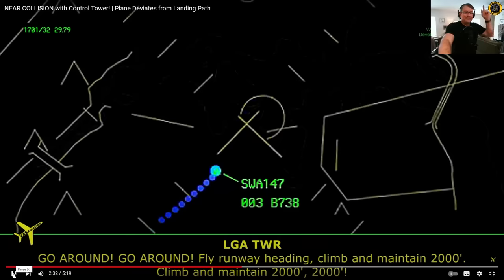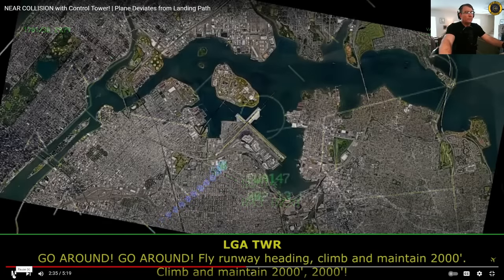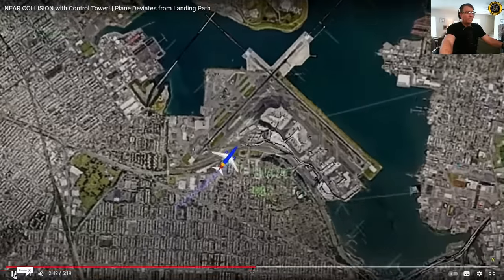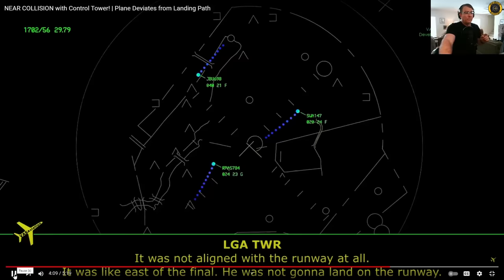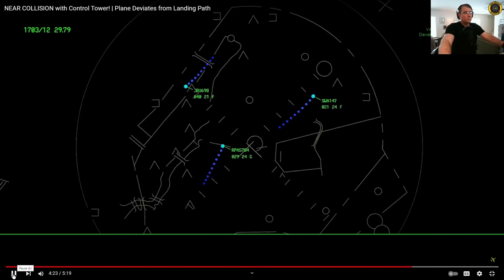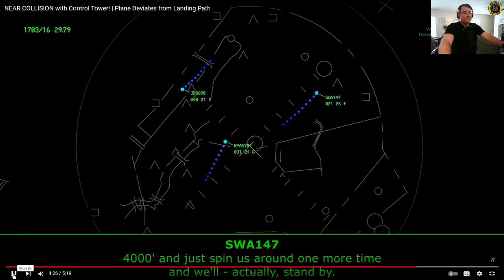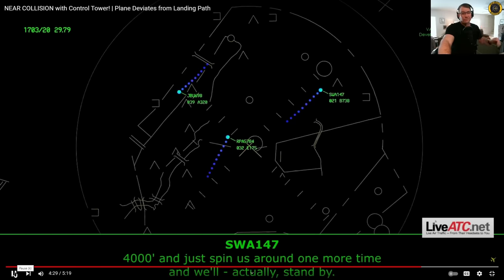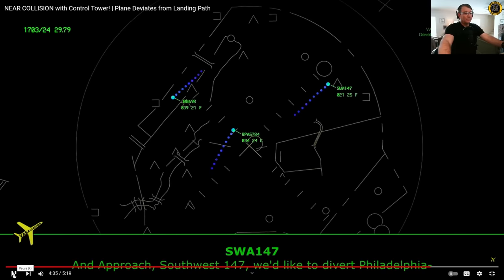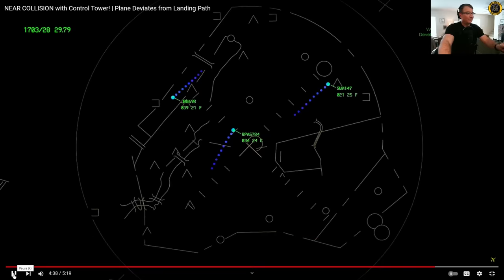Go around, runway heading, climb maintain 2000. Climbing 2000, this guy was not aligned with the runway at all. He was like east of the final. He was not going to land the runway. Southwest 147, you have approached. Climb and maintain 4000. Say your intention. 4000, and guess bring us around one more time, and we'll actually stand by. Okay, stand by. And approach Southwest 147, we'd like to go ahead and divert to Philadelphia. The voice of reason. Divert. Not a good day.